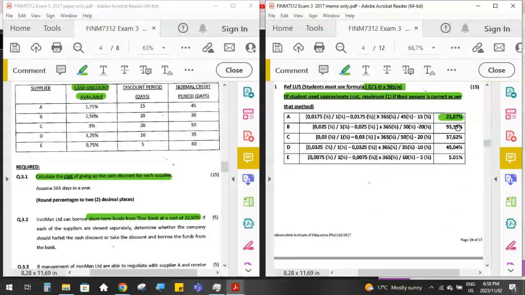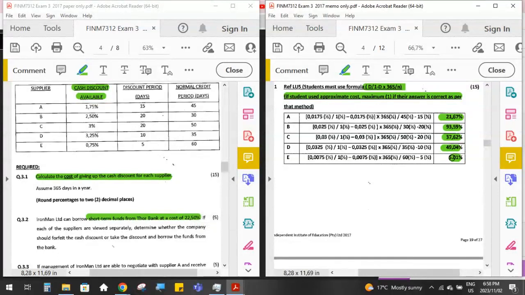Then the second one, it was 93.59, so that's obviously way more than 22.5. So it's only going to cost me 22.5% if I do take the discount. So for the second supplier, I'm definitely going to take the discount because that cost is lower. I'm also definitely going to take the discount for the third and the fourth suppliers, because there my cost is less if I take the discount and I take the money out of my overdraft.